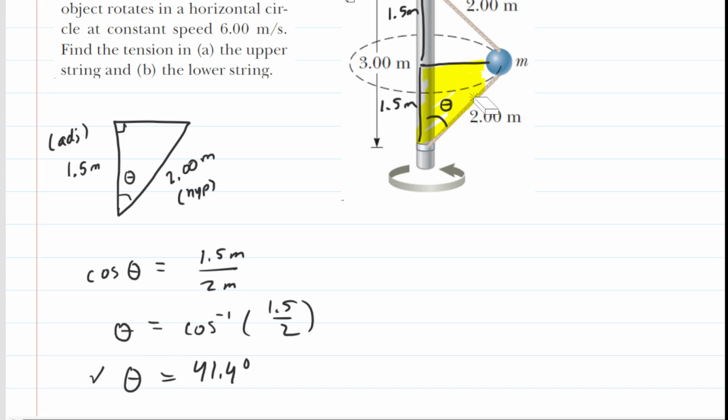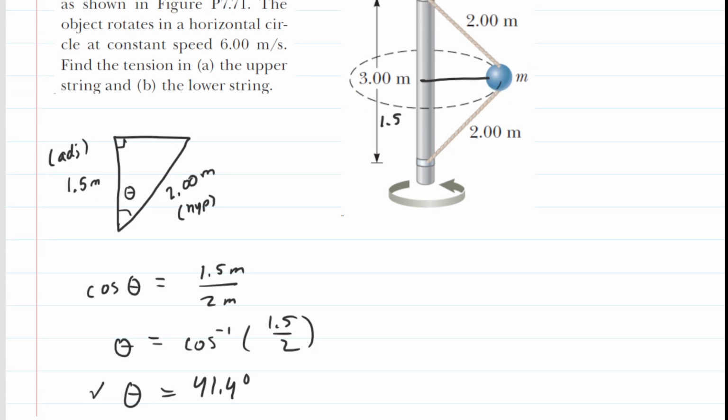In addition, we're going to need to know the radius of this circular path. You can see that this ball is traveling in a circular path. Later on, we're going to end up needing the radius. Now, from this picture, the radius of that circular path would be this horizontal segment right here. We can call that segment R, and we wish to find that.